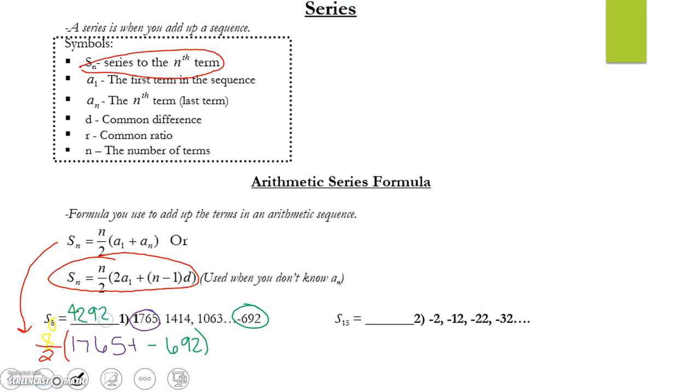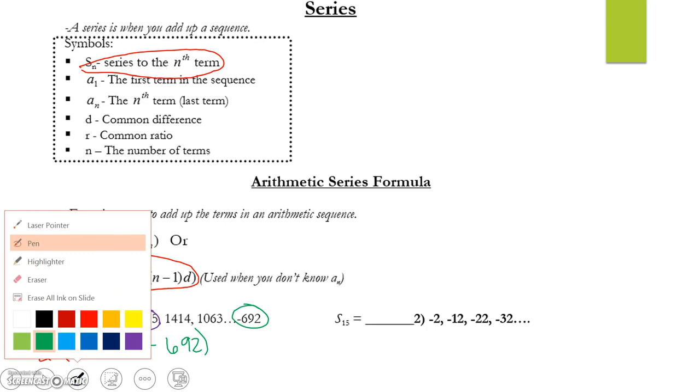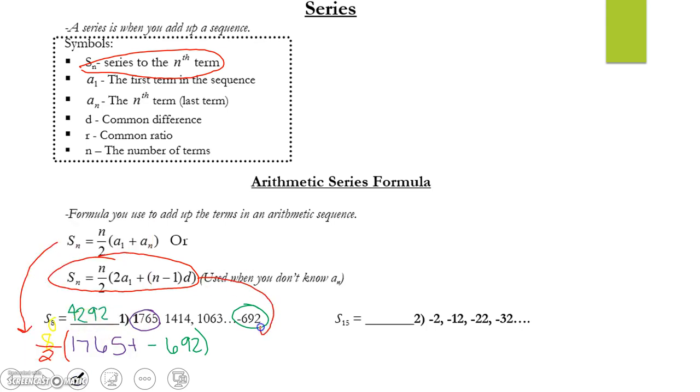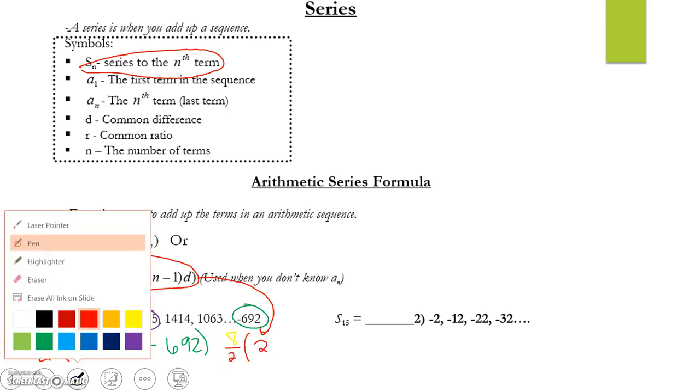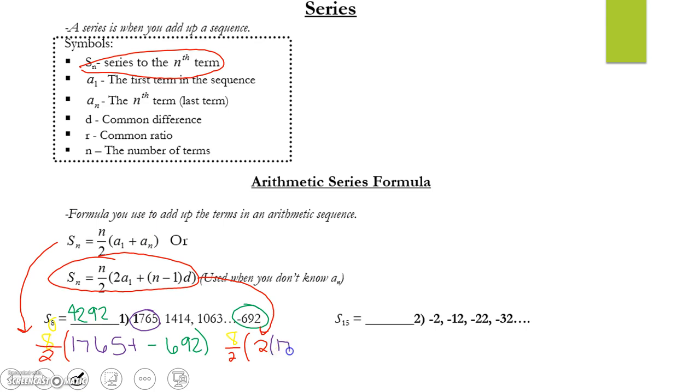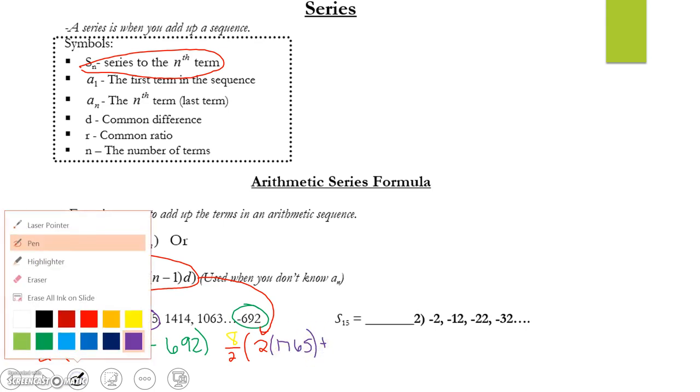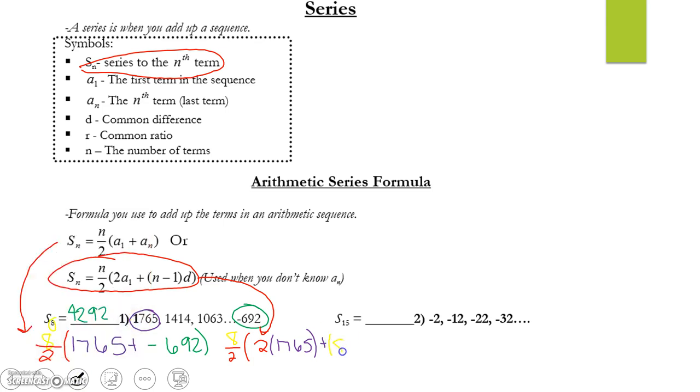Now let me show you that you can use the second formula. We're going to use this one now. So n divided by 2, where n again is 8, and then it's 2, and then a sub 1. A sub 1 is 1765, plus, in parentheses, n minus 1, and then the common difference.